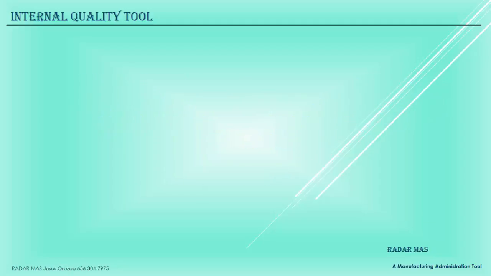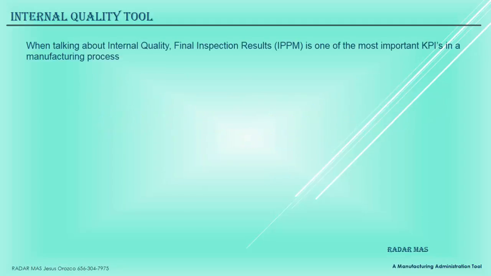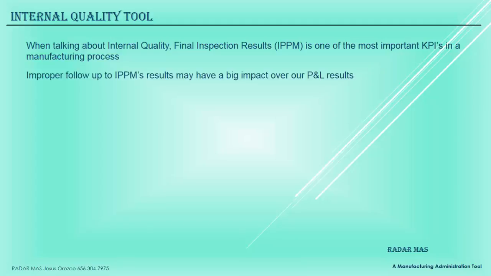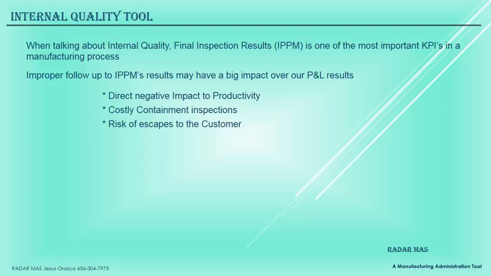When talking about internal quality, final inspection results or IPPM is one of the most important KPIs in the manufacturing process. Improper follow-up to IPPM results may have a big impact over our P&L results, because of the direct negative impact to productivity, the costly containment inspections, risk of escapes to the customer, and possible customer delivery risks.